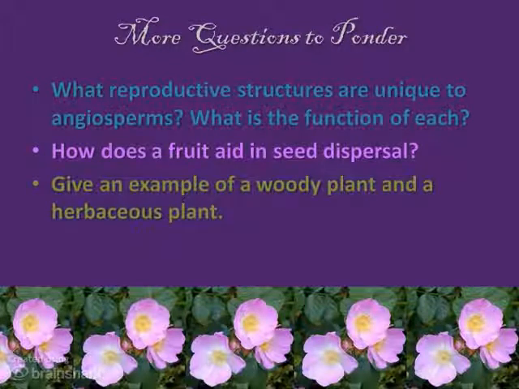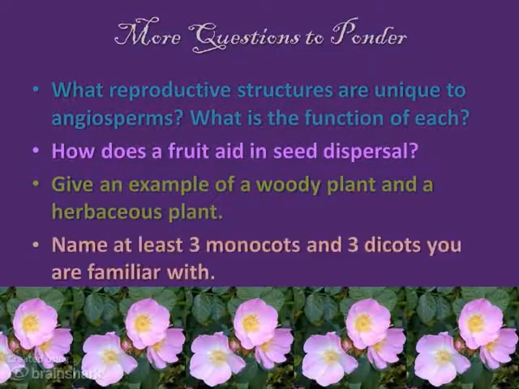Why is that advantageous? Can you give me an example of a woody plant and give me an example of a herbaceous plant? What's the difference between them? And how about monocots and dicots? Can you give me some examples of monocots and dicots and tell me about their leaves or their flowers or their roots? Think about those things. Take a look at the next slide. A little more to think about over there.